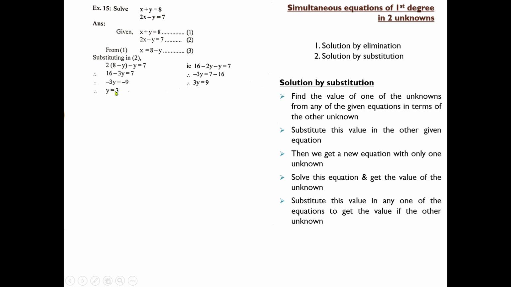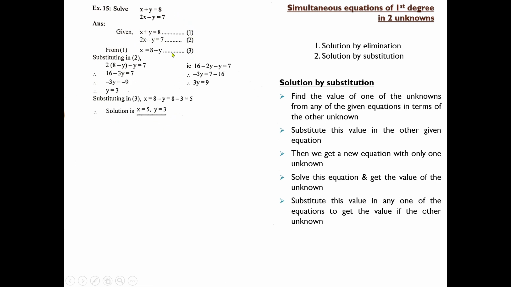So now you have y equal to 3. If you substitute this y in any of these equations, we can go for this one. x equal to 8 minus y, we already found the value of y, so x equals 8 minus 3, you will get 5. So x is 5 and y is 3.